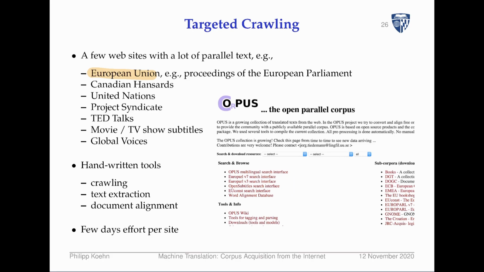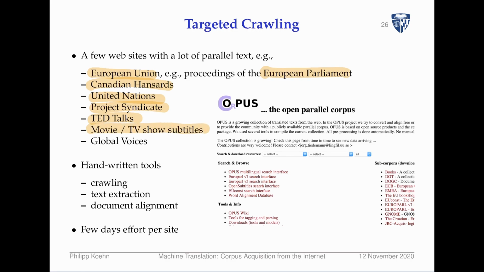For instance, the European Parliament has been a source for parallel data to boost machine translation research for almost 20 years. There is in Canada the Parliament proceedings called Hansards that are published in English and French. The United Nations has 5 official languages, and there are other kinds of multilingual news sites like Project Syndicate. There are TED Talks where volunteers translate stuff.